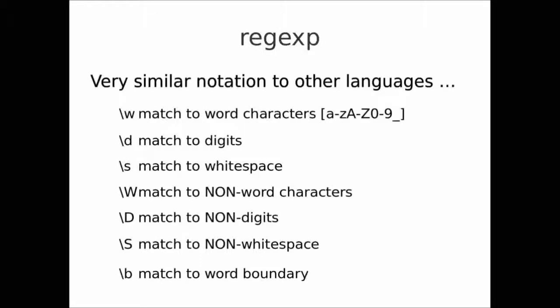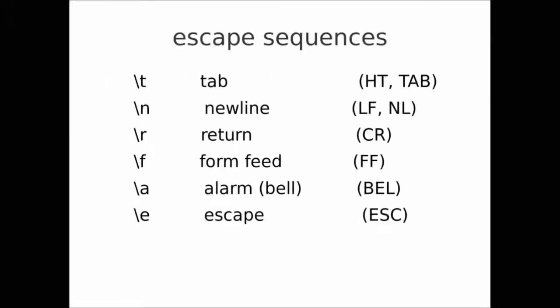There are some special characters that are called escape sequences. So how do you match to a tab? A tab is kind of an ephemeral thing that we have. We press the tab key and we get a tab. We use the \t nomenclature. And we've seen that when we were looking at splitting lines in a previous lecture. \n is for new line and \r is for return. And there are some other things like form feed and alarm which we're going to use a little less frequently.